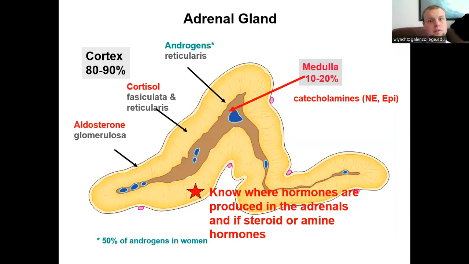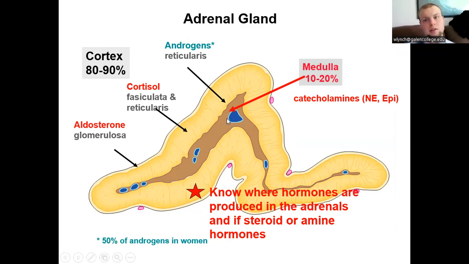All right, next is the adrenal gland. Our adrenal gland is where we have the cortex and the medulla. In the cortex, which is going to be 80 to 90% of the adrenal mass, we're going to see the androgens, which are going to be testosterone and things of that nature, secreted from the reticularis. We have cortisol, which is a stress hormone, secreted from the zona fasciculata. And we have mineralocorticoids, such as aldosterone, that are secreted from the zona glomerulosa.